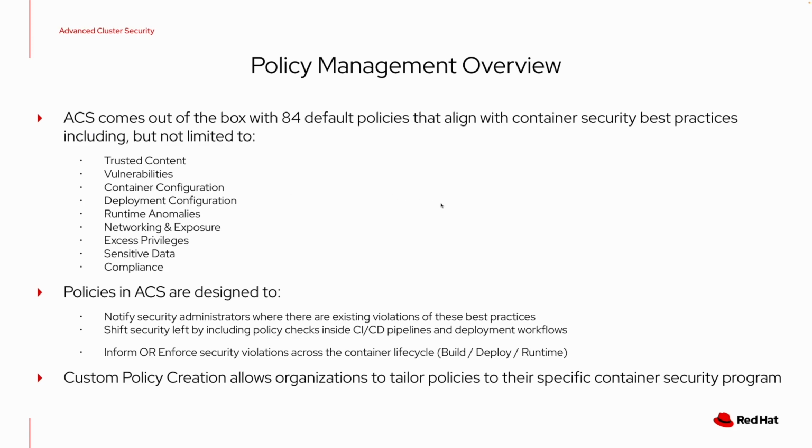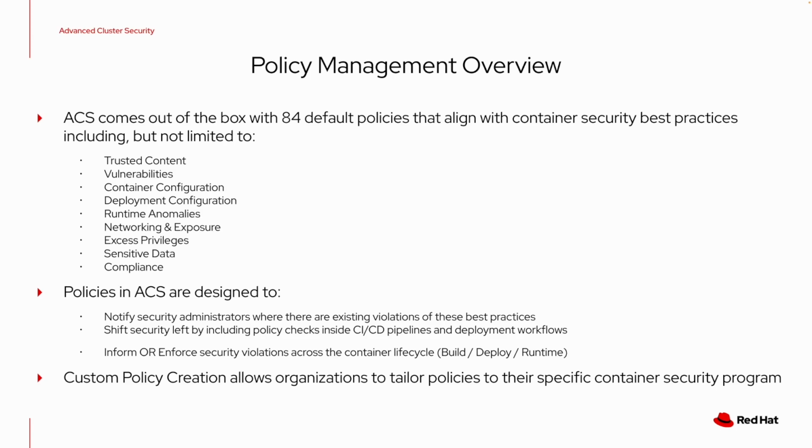So just to give a little bit of a high-level overview, ACS comes out of the box with 84 default policies that align with container security best practices. These include, but are not limited to, trusted content, vulnerabilities, container configuration, deployment configuration, anomalous executions at runtime, exposed networking or services for the Kubernetes deployments, excessive privileges, sensitive data, as well as regulatory compliance.